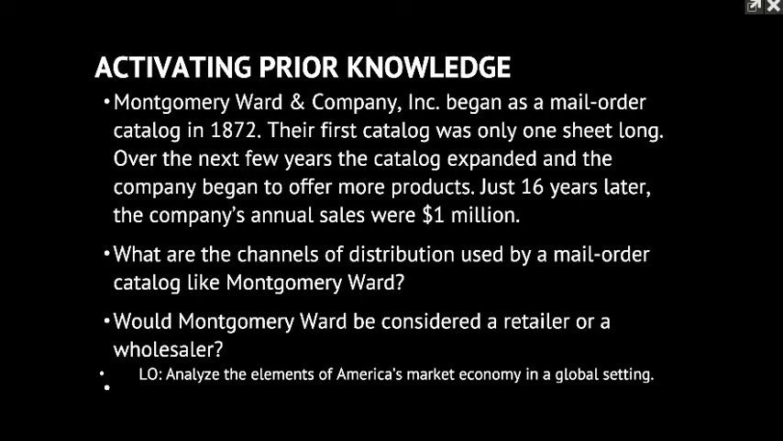Montgomery Ward and Company, Incorporated, began as a mail order catalog in 1872. Their first catalog was only one sheet long. Over the next few years, the catalog expanded and the company began to offer more products. Just 16 years later, the company's annual sales were $1 million. What are the channels of distribution used by a mail order catalog like Montgomery Ward? Would Montgomery Ward be considered a retailer or a wholesaler?